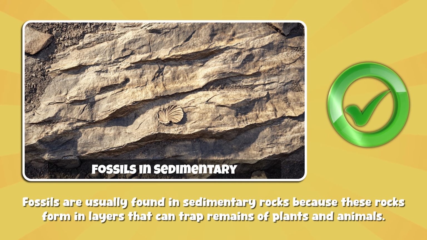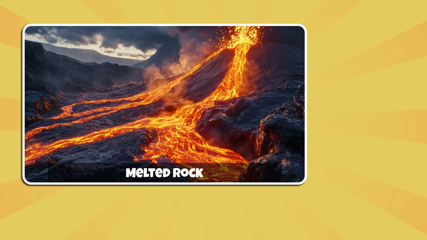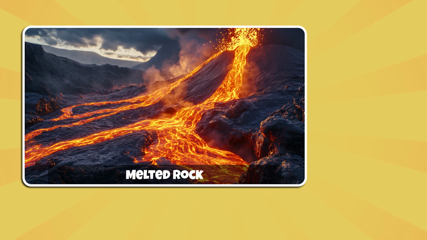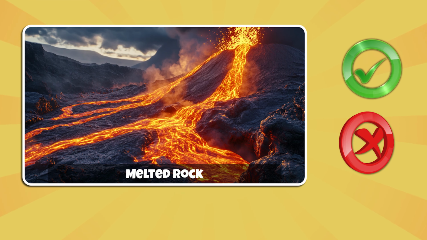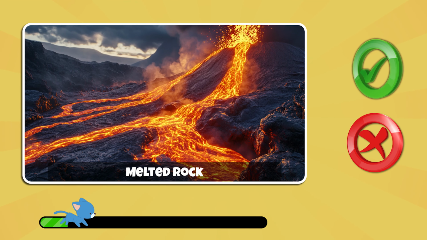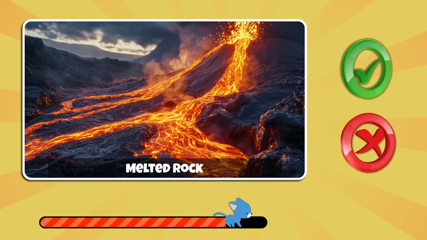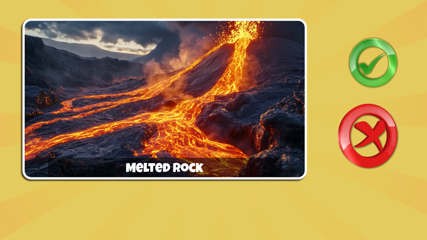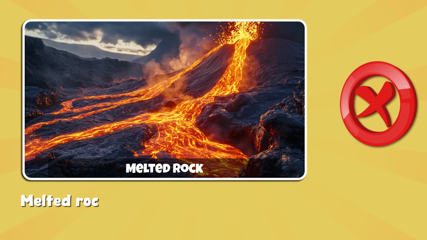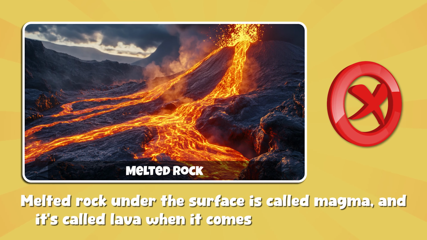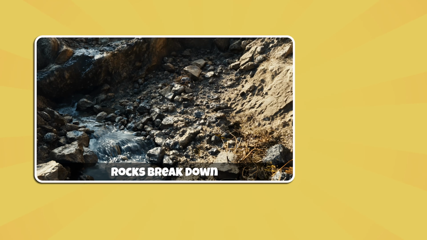of plants and animals. Lava is the name for melted rock under the Earth's surface. True or false? Stand if it's true, sit if it's false. That one's false. Melted rock under the surface is called magma, and it's called lava when it comes out onto the surface. Here comes the next one.